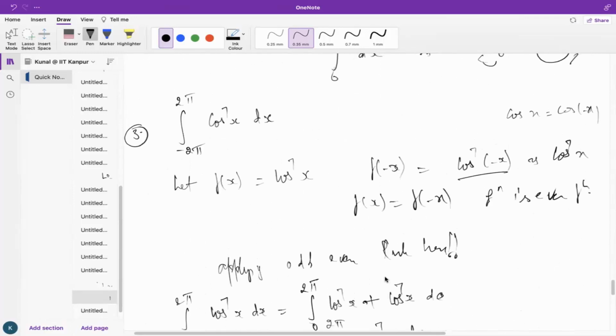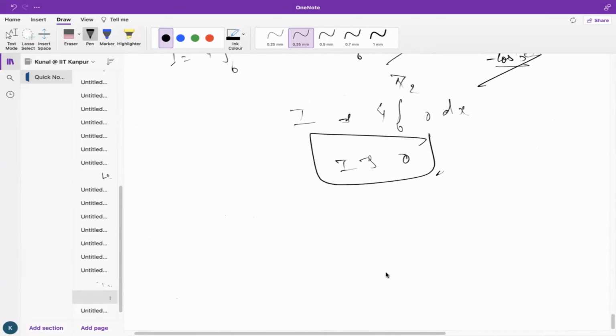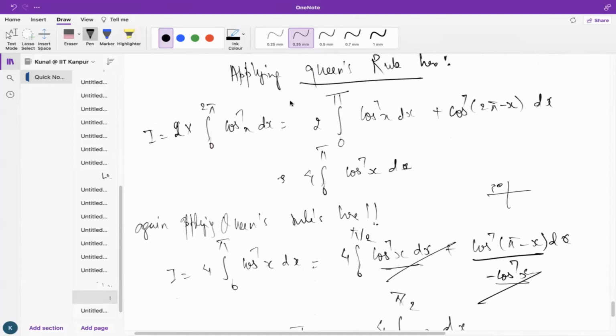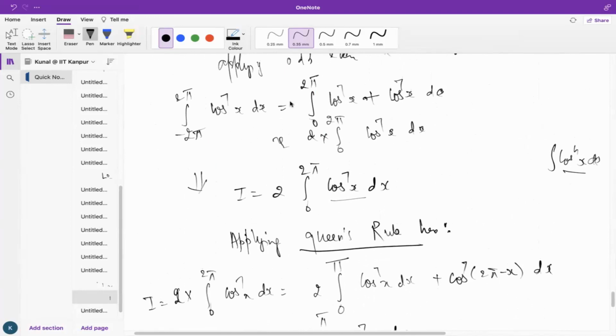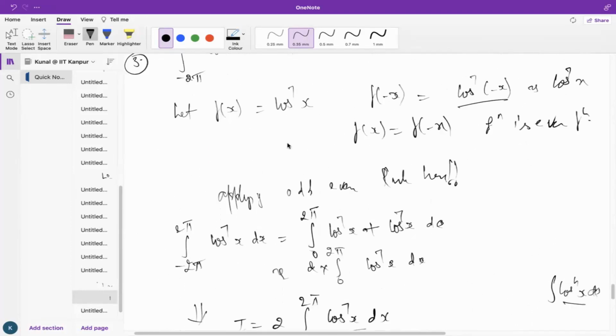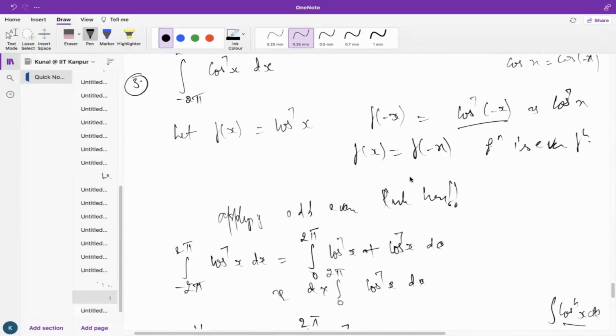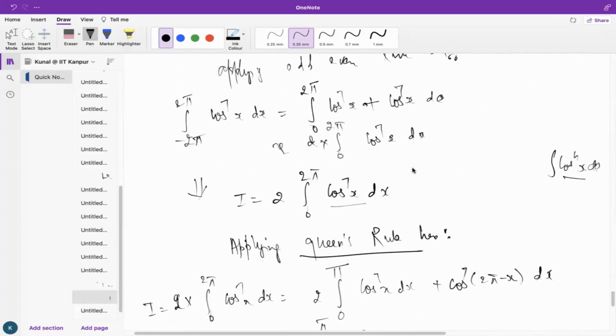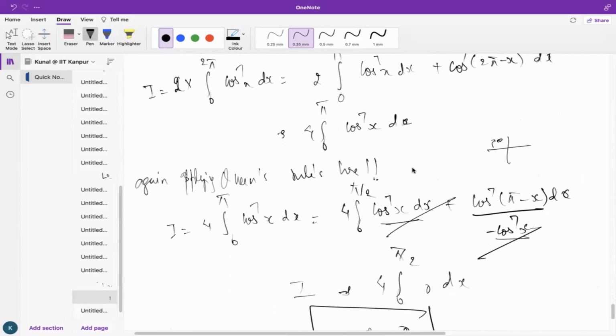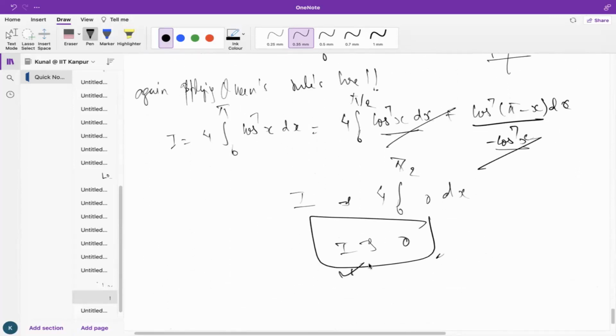If you look at this question, this is not a single step question. What I am trying to do is first apply the odd even rule here, right? Then I apply Quinn's rule, and then I apply Quinn's rule again, and then we get the final answer as 0. So this is a multi-step question, right? Actually, it is an easy question, but it is a multi-step question.